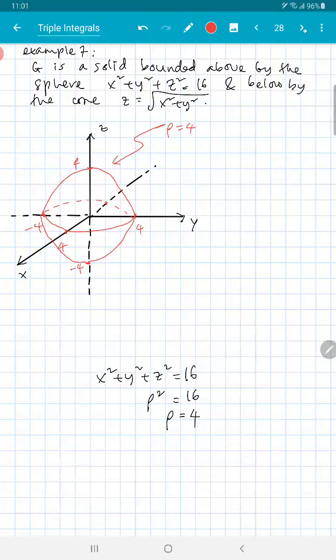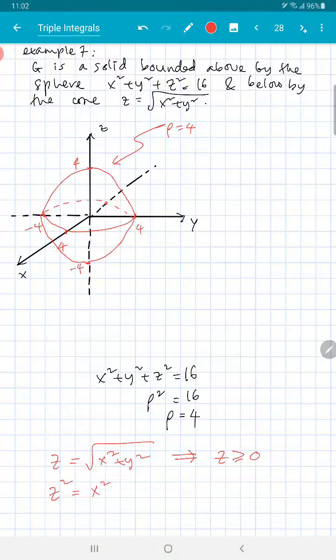Okay, and then we have a cone, z equals square root of x squared plus y squared. If you recall from Mathematical Methods 1, this is a cone that is right in the middle of the octant. Remember, first of all, from here we know that z is larger than or equal to 0 because of the positive root there. Okay, squaring both sides, we have this.